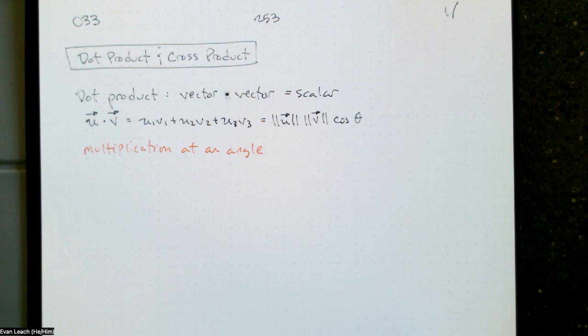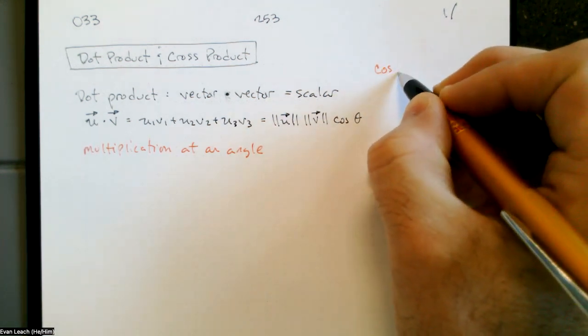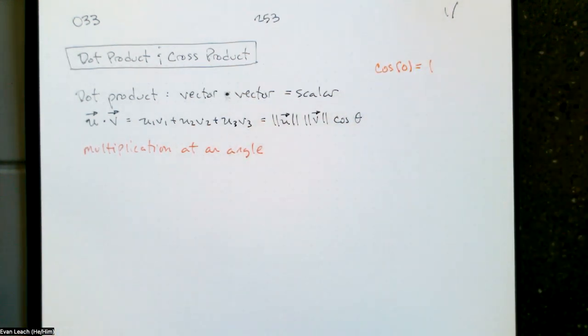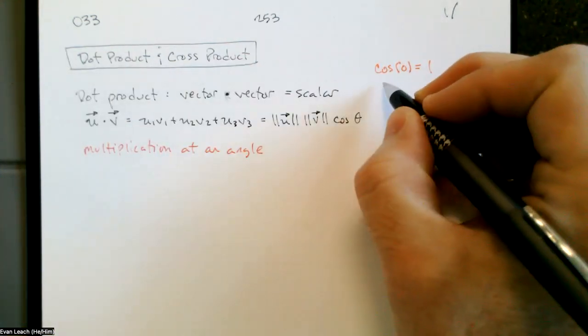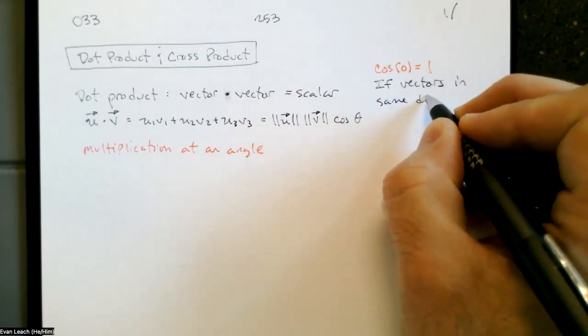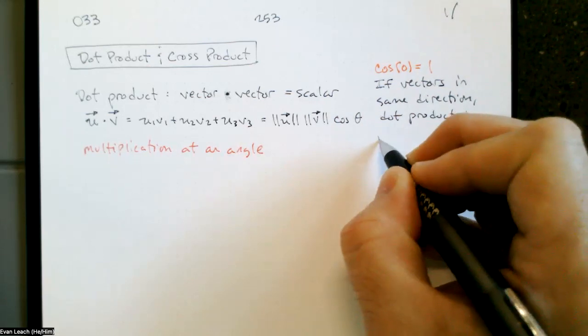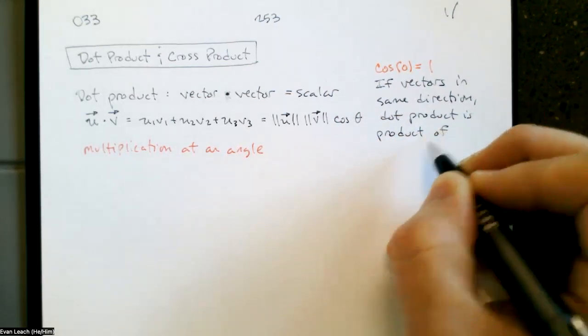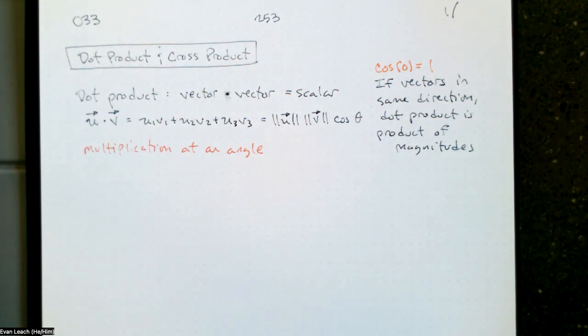So think of it as a multiplication, but at an angle. Remember the cosine of theta, cosine of 0 is equal to 1. So if the vectors are going in the same direction, then the dot product is just the product of the magnitudes. That's the best place to start. If the vectors are going in the same direction, the dot product is the product of the magnitudes.